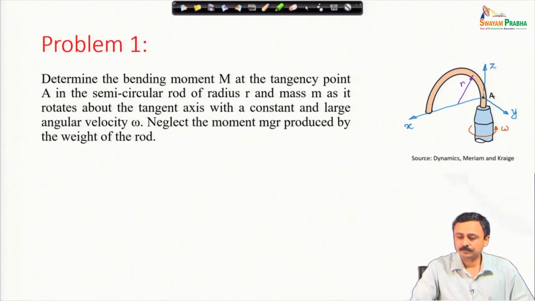In this system, the z axis is vertical, therefore, because of the weight of the semicircular rod, we will have a moment about the y axis, but we are to neglect that. We are to determine the moment that is produced just because of the rotation of this bent rod.